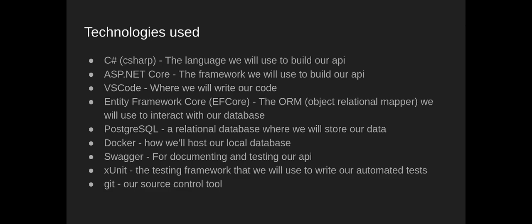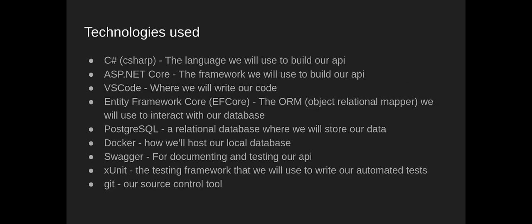We'll be using Swagger for documenting and doing manual testing of our API, and then we'll be using XUnit as a testing framework where we will be doing our automated tests. So Swagger is for manually testing it, like manually creating a post, manually registering a user, so on and so forth. XUnit is some automated testing that will tell us if our code should be working under the hood. And then we'll be using Git as our source control tool.